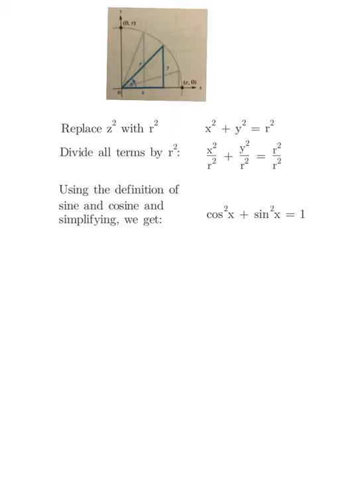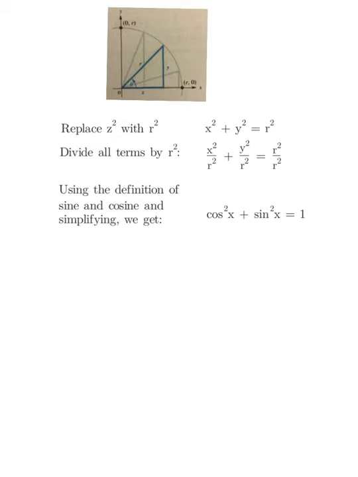Remember that we defined cosine as x over r. So if we have x squared over r squared, then we have cosine squared. Same thing for sine. We defined it as y over r. So y squared over r squared will be sine squared. And then r squared divided by itself equals 1. This is the most commonly used of what we call the Pythagorean identities.